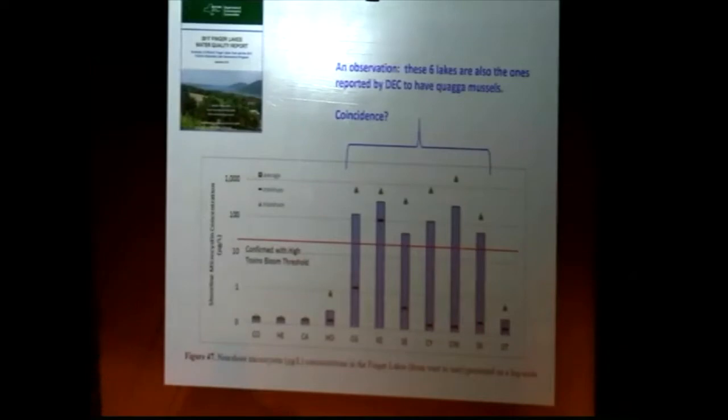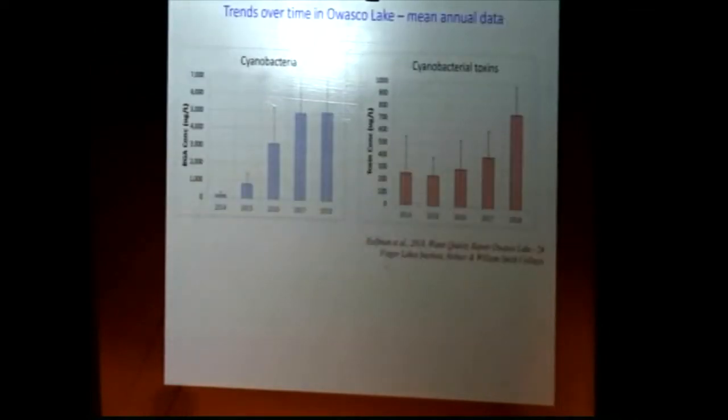But there are other things going on, and I just want to make sure that we all understand that. According to this DEC report again, these 6 lakes, including the 3 I just showed you, including Owasco, are the lakes that have quagga mussels. So there's whether or not this is simply coincidence that when you have quagga mussels you have higher microcystin, or whether there's some relationship back to nitrogen, I really don't know. But there's something interesting that might be going on.